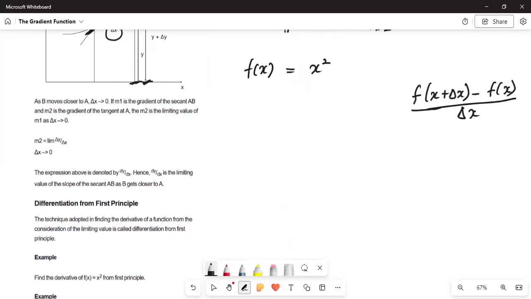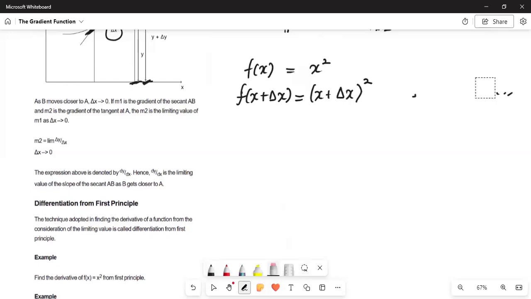So if f of x is x squared, what will be f of x plus delta x? F of x plus delta x is x plus delta x squared. And x plus delta x squared means x plus delta x times x plus delta x. So we are going to expand this. So this will be x plus delta x. X times x is x squared. X times delta x is x delta x.